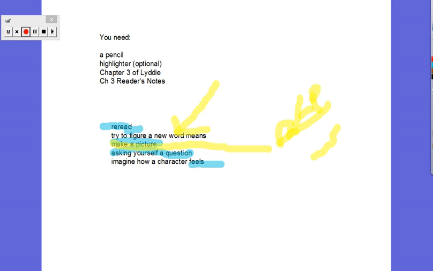Okay, I'm going to stop here for a minute. I'm going to picture Lyddie. She's dirty and dressed in rags. I wonder what homespun means. Okay, so here we have a word that is unfamiliar. A new word, homespun. Well, I'm going to reread that part and see if I can figure it out.